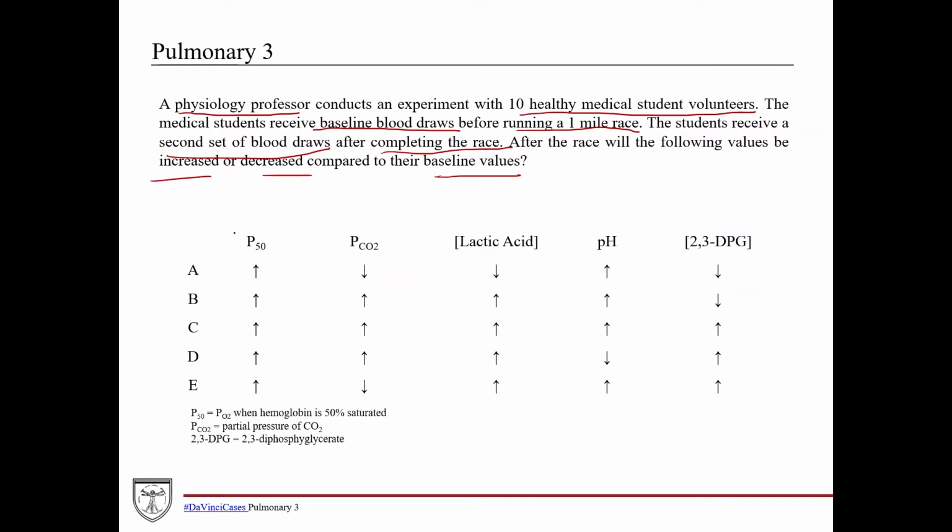So if you look at the values here, P50, this is the PO2, or the partial pressure of oxygen when hemoglobin is 50% saturated. PCO2, this is the partial pressure of carbon dioxide, concentration of lactic acid in the blood, the pH of blood, and then the concentration of 2,3-DPG, or diphosphoglycerate, which is a unique metabolite produced during glycolysis in red blood cells. We'll talk about that in a few slides here.